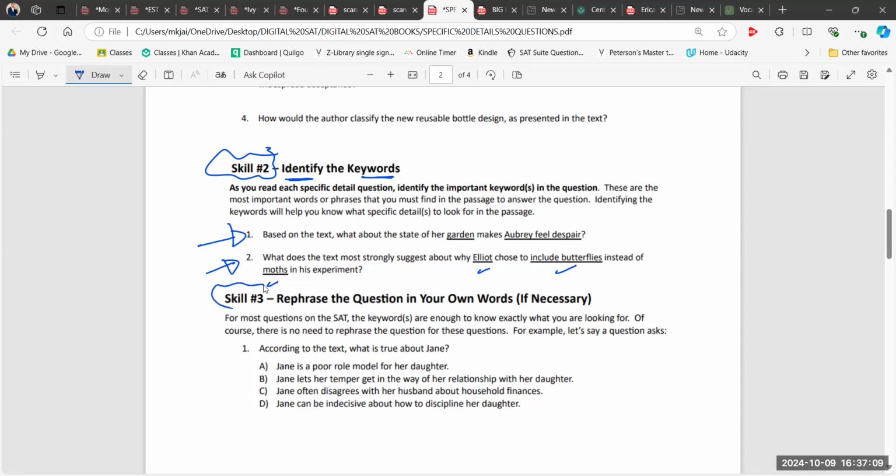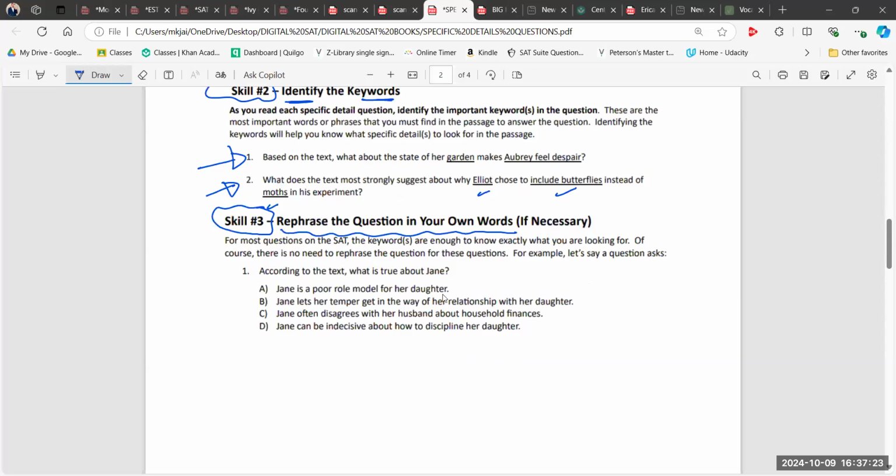Then skill number 3. Is it necessary for all types of questions? No. Okay, rephrasing the question in your own words. You rephrase them, like make a kind of summary. So you don't have to do all these ones. For this question, according to the text, what's true about Jane? Do I need to rephrase the question? No, it's simple. That's why it says if necessary. If you feel that your question is long and it has a lot of details, try to rephrase it.